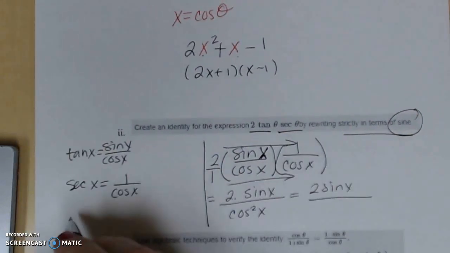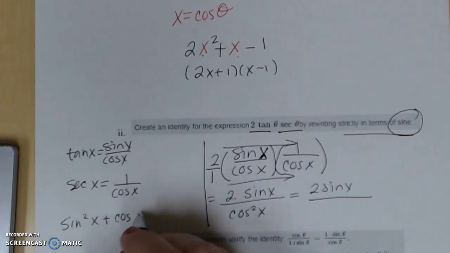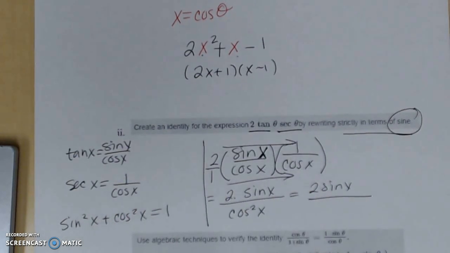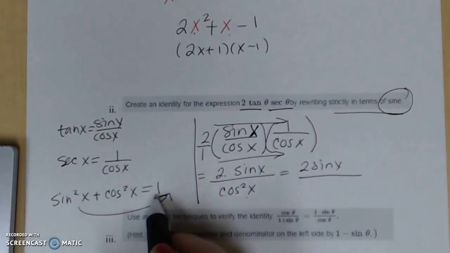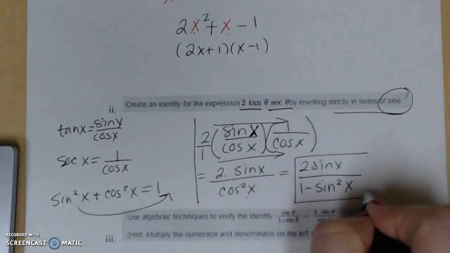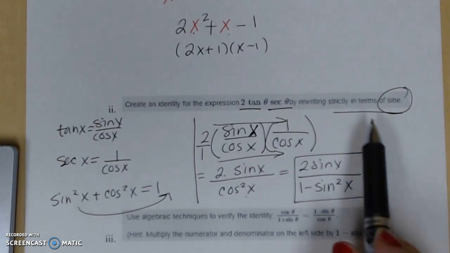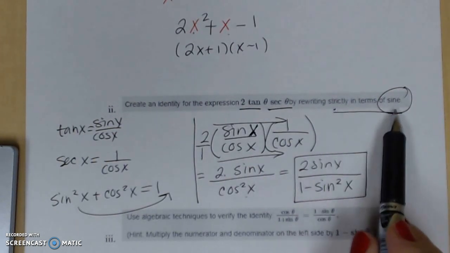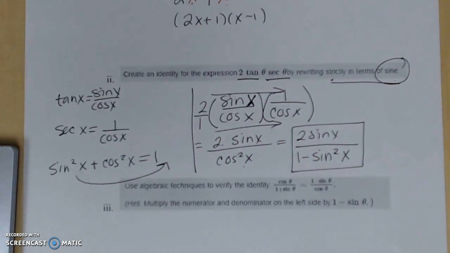And I remember my Pythagorean identity that we started off the very beginning of this section and chapter with, and that's sine squared plus cosine squared equals 1. So instead of cosine squared, I can move sine squared over here and say that that's 1 minus sine squared x. And so now I have written this expression strictly in terms of sine. And so those are just some side notes that help me get there.